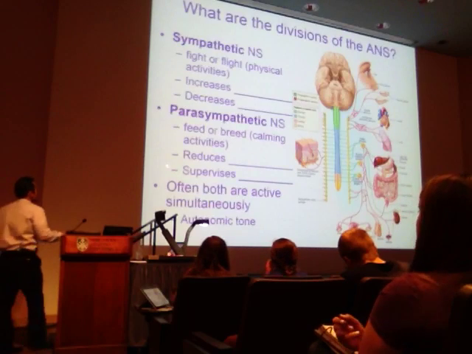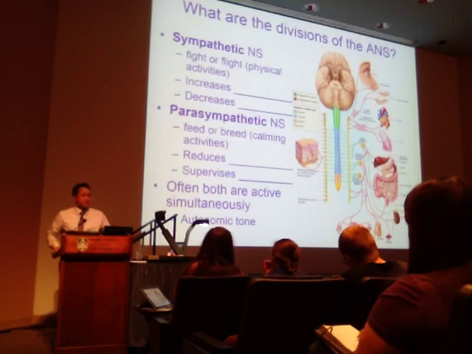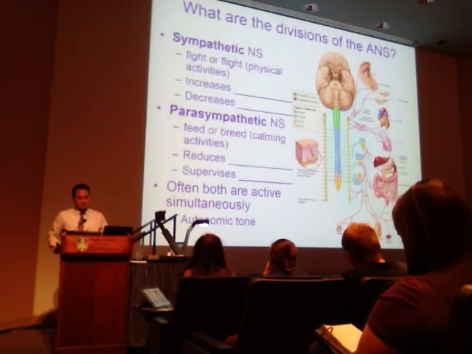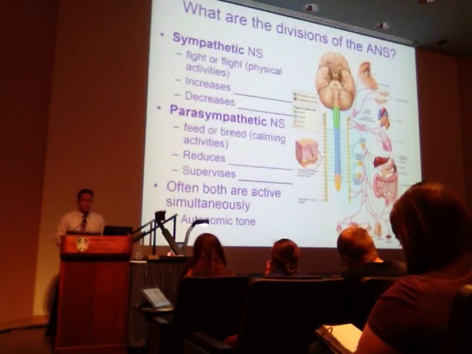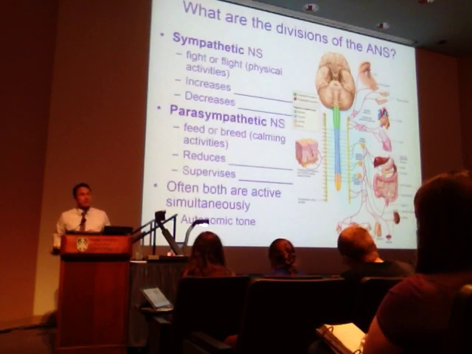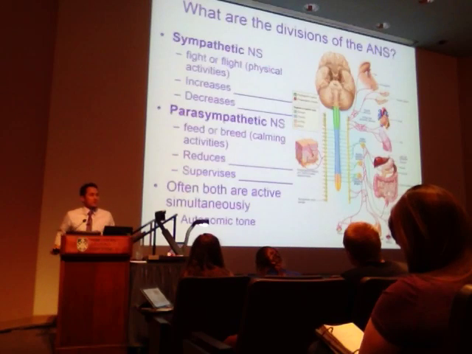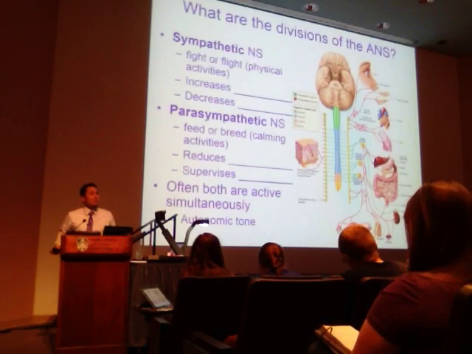Okay? Just the polar opposite is the parasympathetic response. This is a calming type of activity, like feeding, resting, digesting a meal. This is going to reduce energy expenditures. It's going to shunt blood away from muscle and towards the GI tract. It's going to slow down respirations and slow down heart rate. This is kind of the food coma phenomenon. That's your parasympathetic response kicking in, telling you to calm down, close your eyes.